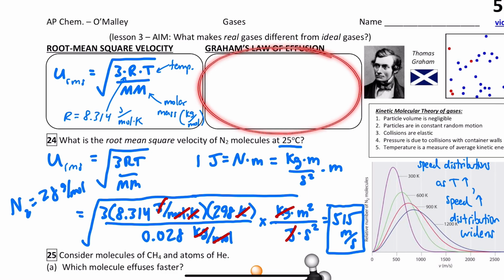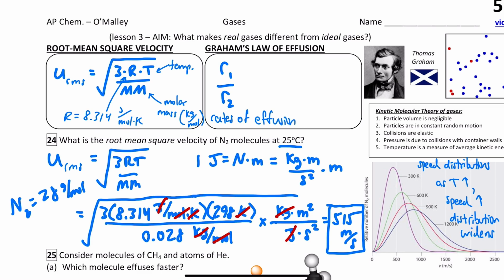There's a second equation we're going to use today, and it's actually derived from the first one. It's about relative speeds, the relative rates of what are called effusion. R1 over R2, those are rates of effusion.